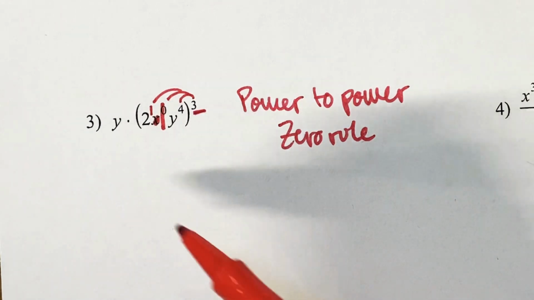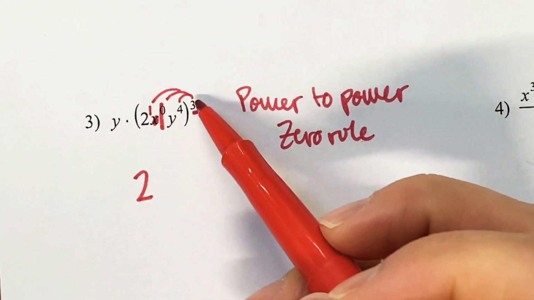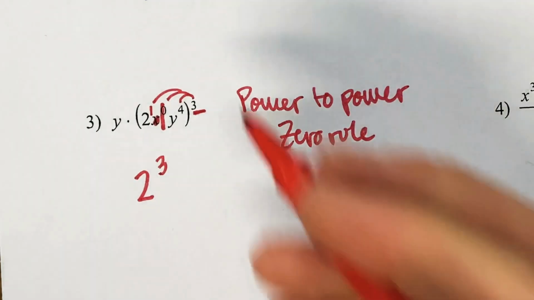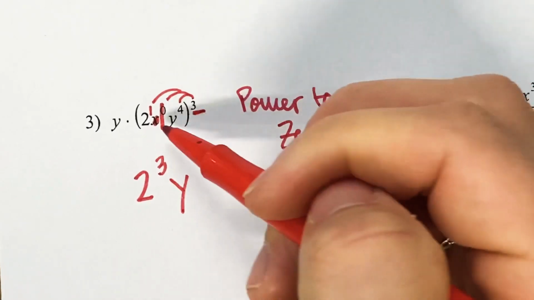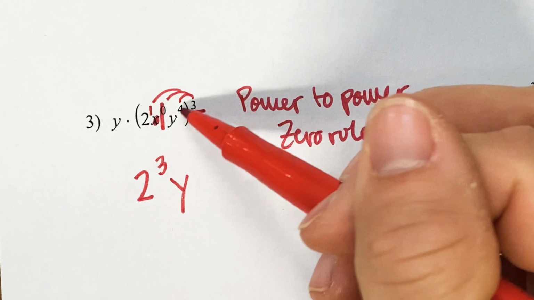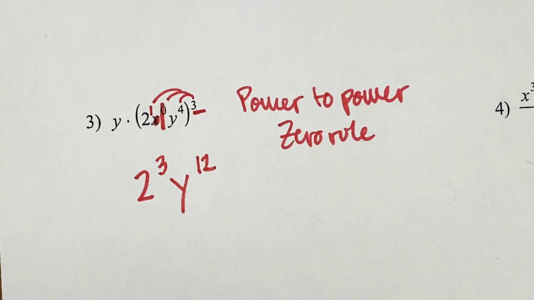So let's take the 2 first. Our base is 2, and we have 1 times 3. It's going to give us 3. Now my next base is y, because that x turned into the 1, right? We don't even need it anymore. So y to the 4 times 3, which is 12.